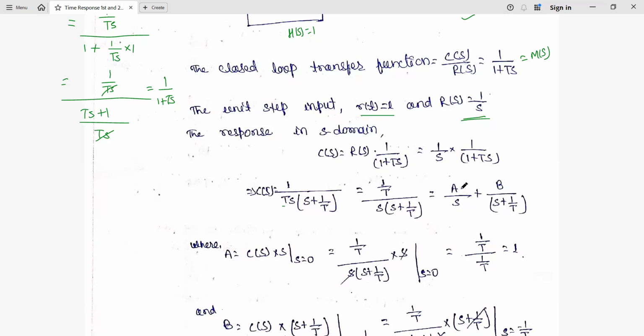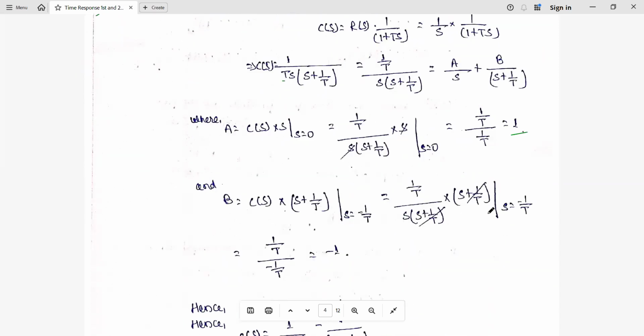Similarly, now we have to obtain A. How will we obtain A? The transfer function C of s is multiplied by s, and we have to substitute the value s equal to 0. So C of s is 1 by T divided by s into s plus 1 by T, and we have multiplied by s, so that s is cancelled. Now we substitute s equal to 0. So we get 1 by T upon 1 by T, which is equal to 1. So now we got the value of A.